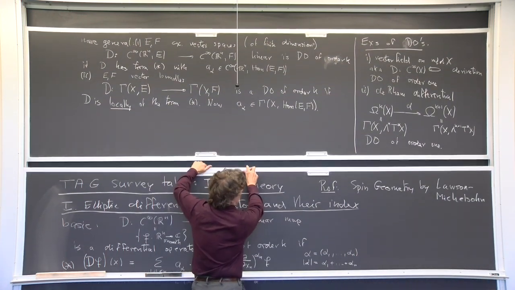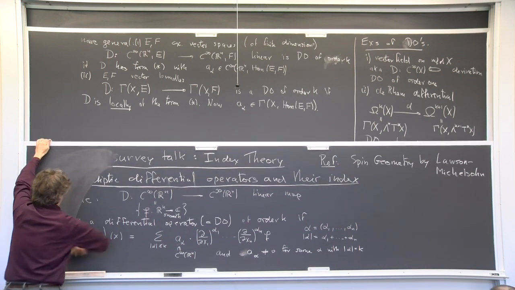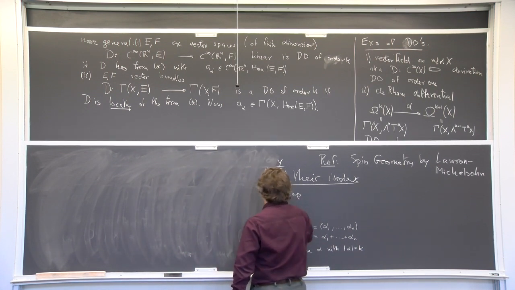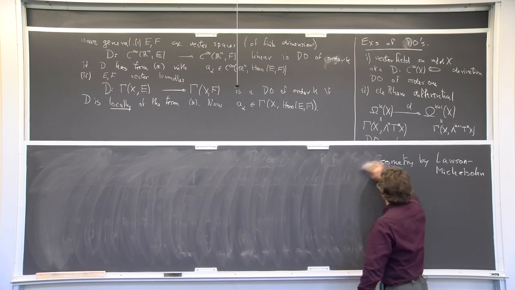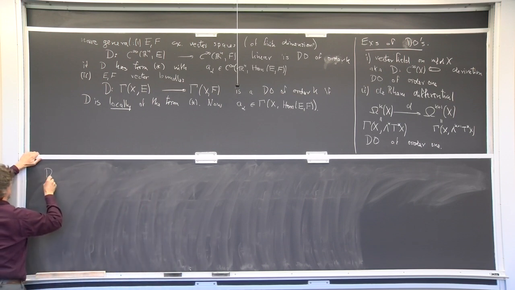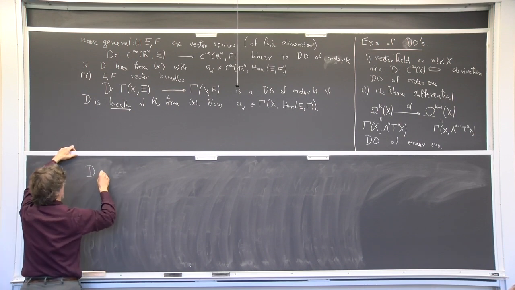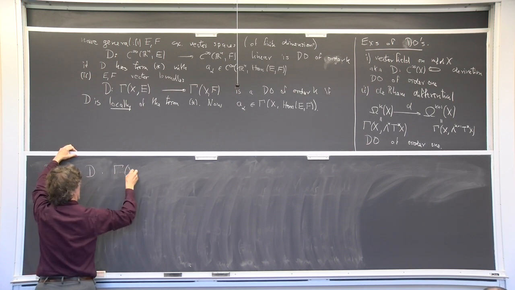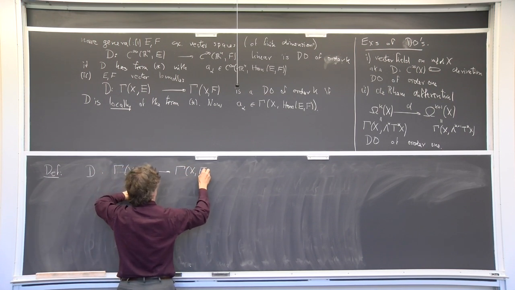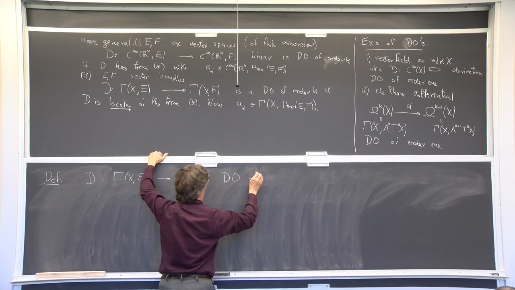Okay, now I want to define what it means for an operator to be elliptic. And that is defined in terms of its so-called principal symbol. So, definition. Let's say D is a differential operator. Let's do it explicitly. So let's say it goes from sections of a vector bundle E to sections of a vector bundle F on a manifold X. Suppose this is a differential operator of order k.